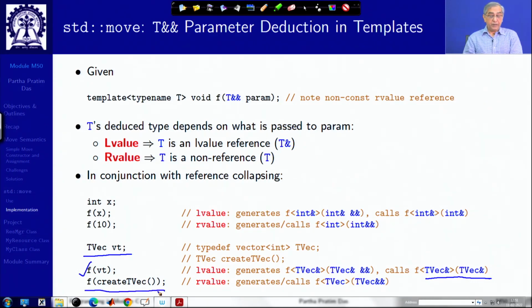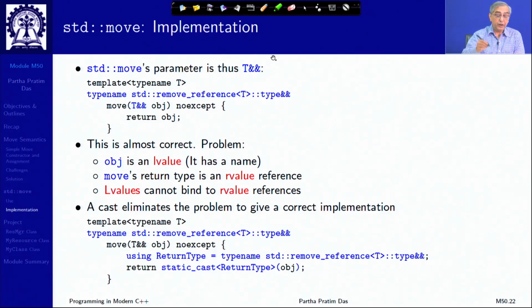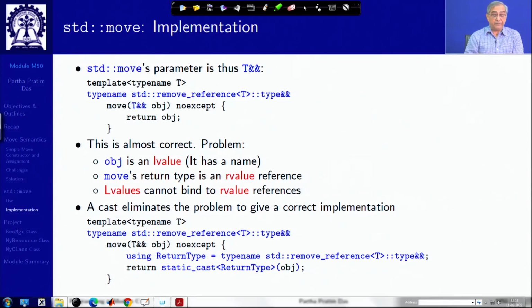If I have a function like create v t which returns a t vec, it is an R value. If I pass it, it will call as a. So, I can see that there is something magical about this particular reference type as a parameter in a template, where because of reference collapsing, depending on the type of reference I pass, it automatically works. Right? So, I have partly solved another part of the problem.